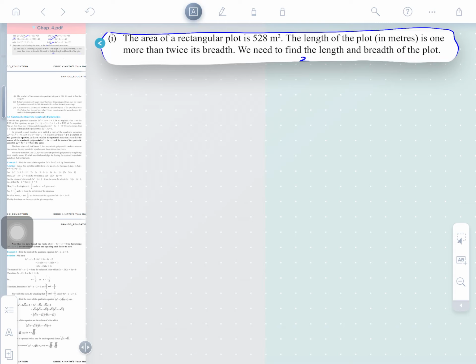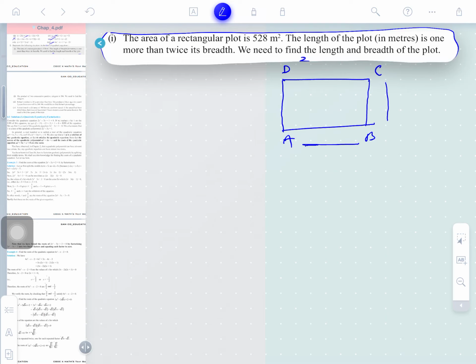The area of a rectangular plot is 528 meter square. So, it is talking about a rectangular plot. We first have to make a picture of the situation, what exactly is happening. Suppose this is a rectangular plot, ABCD, and generally this is called its length and this is called its width. This can also be called width and this can be called length. Clear? So the question is giving 528 meter square.